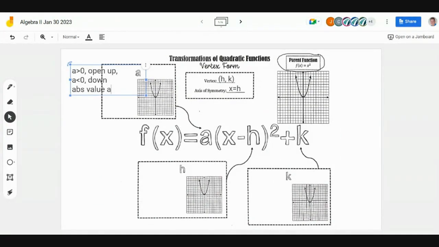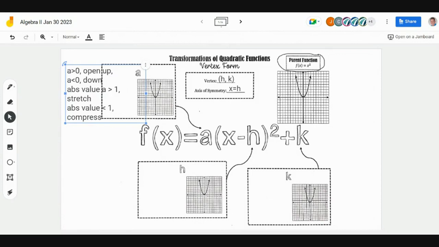Today we probably did an absolute value thing. Now we'll look at the absolute value of A, which means whether it's negative 2 or positive 2, the absolute value is 2.